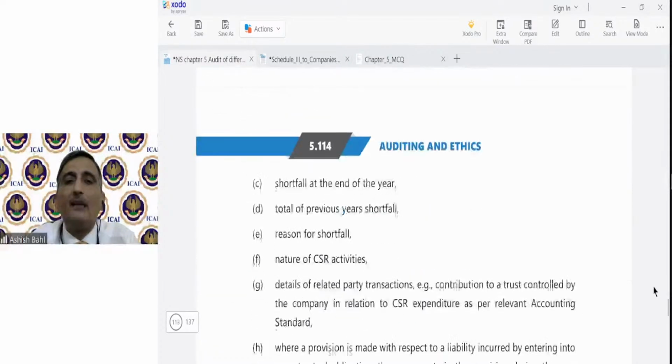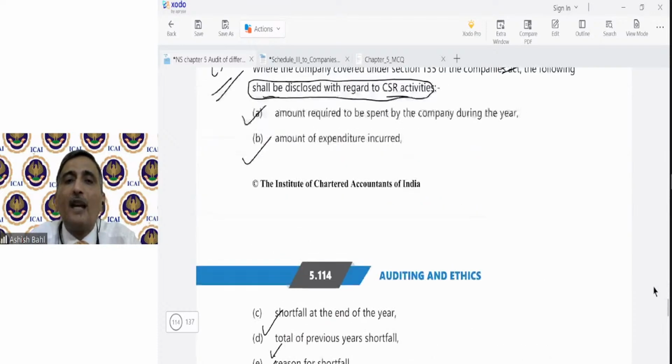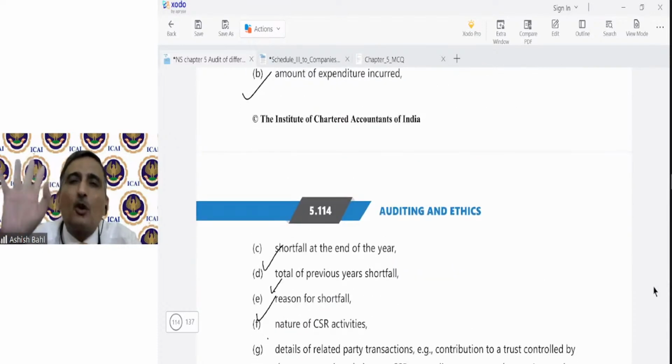So this has to be disclosed. Whether there is any shortfall, this has to be disclosed. Total of previous year shortfall, this has to be disclosed. Reasons for shortfall, nature of. So all these points you can remember by just remembering shortfall.